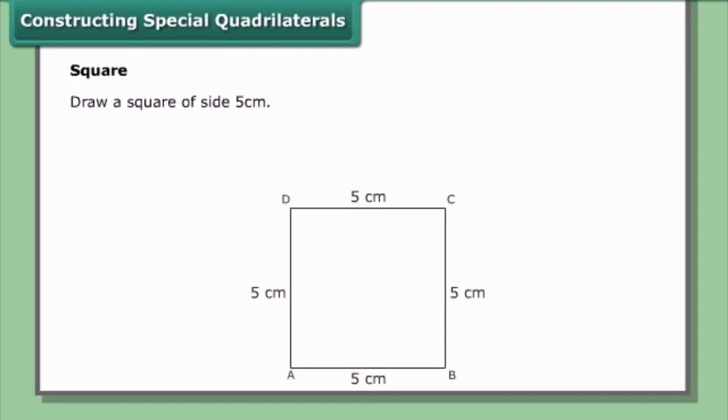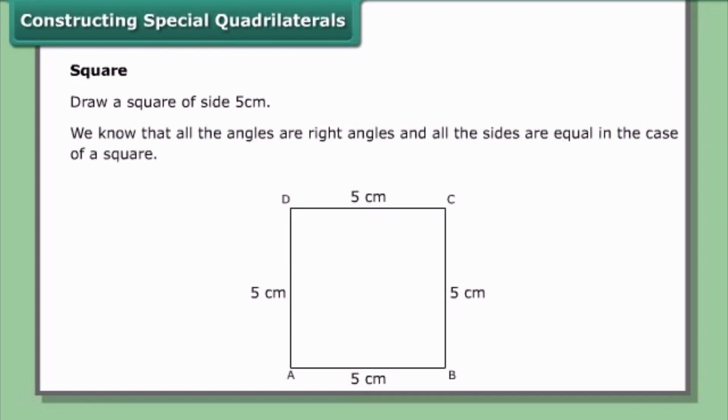Constructing special quadrilateral, square. Draw a square of side 5 cm. We know that all the angles are right angles and all the sides are equal in the case of a square. Given one side length is equal to 5 cm.